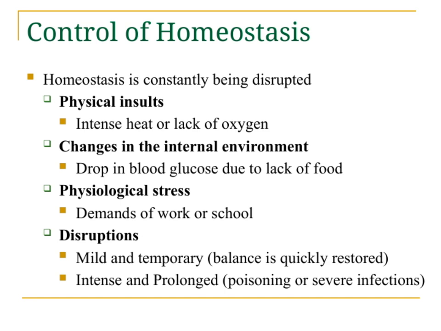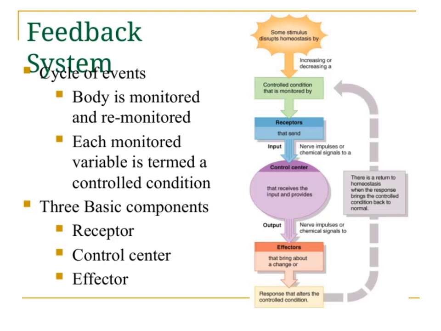It's a dynamic process that involves detecting disruptions and making adjustments to maintain stability. This ongoing regulation is what keeps us healthy and functioning properly, even when faced with various stresses and disturbances. Now, let's take a closer look at the cycle of events that help maintain homeostasis. The body is constantly monitored and remonitored to ensure everything stays within healthy limits. Each variable that we keep an eye on, like temperature or blood sugar, is called a controlled condition. These are the key factors that our body actively regulates.